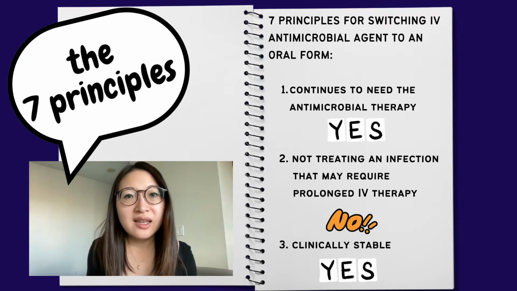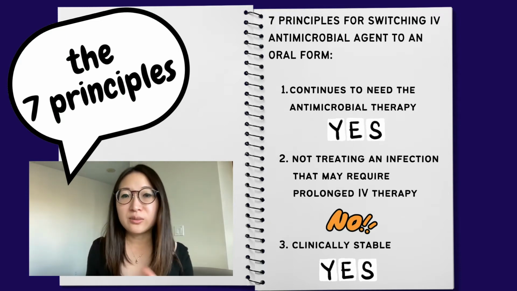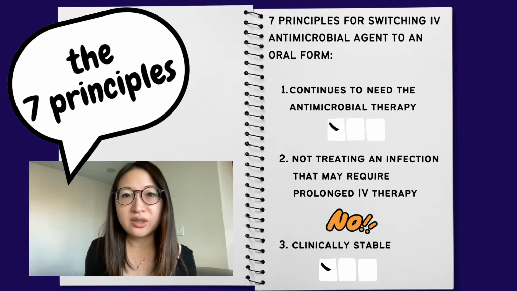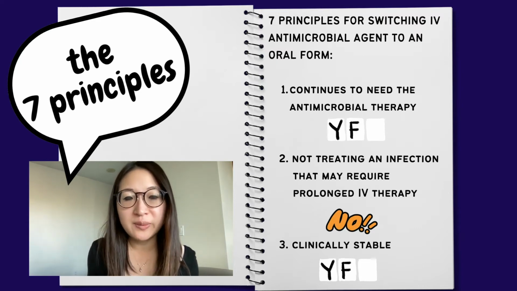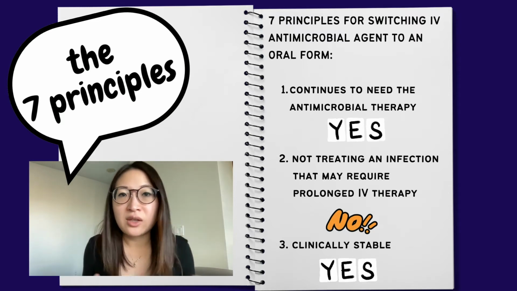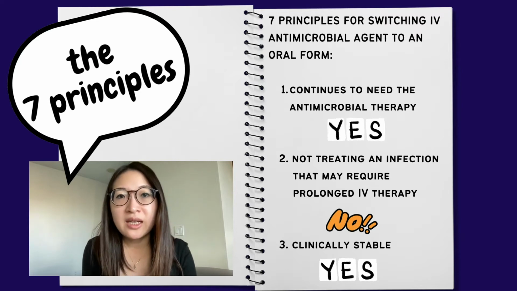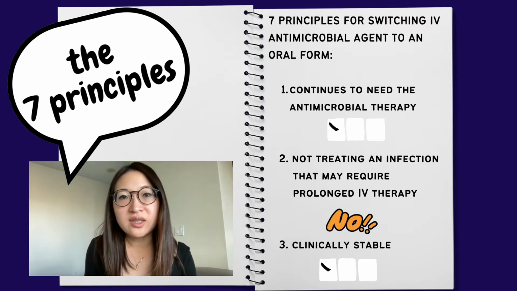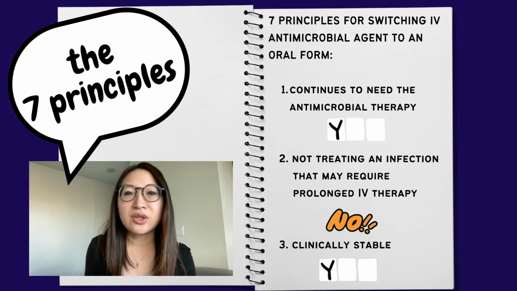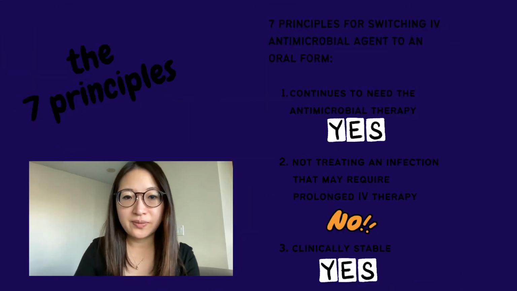In his case, yes, because we're treating a bacteremia. Number 2, there's no evidence in his chart that we're treating a condition that may require prolonged IV therapy, such as meningitis, endocarditis, or endophthalmitis. Number 3, he's clinically stable, and you can find this out through his vital signs. He has stable blood pressure, his heart rate is normal, and he is now afebrile for the past 3 days.